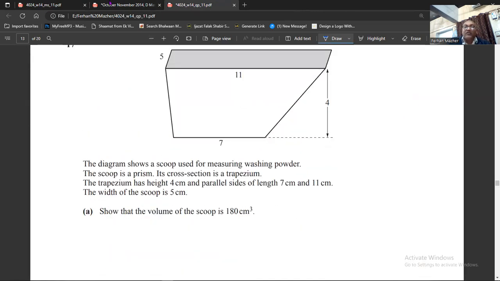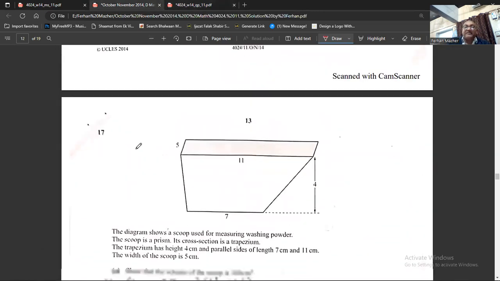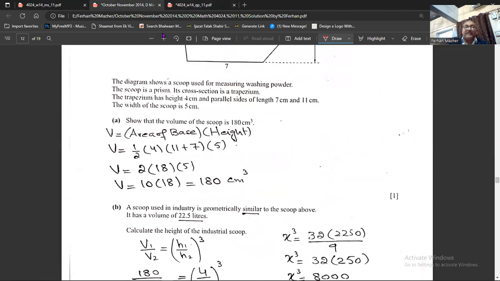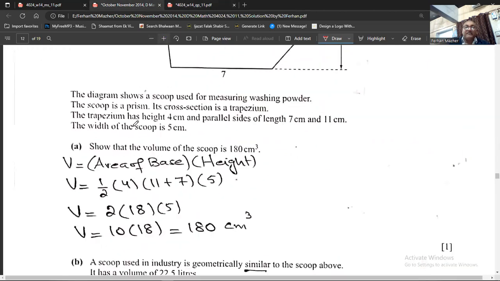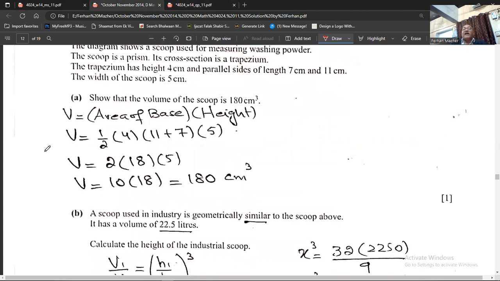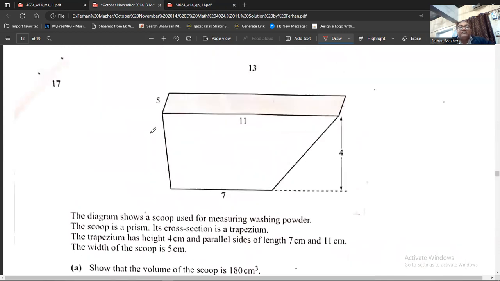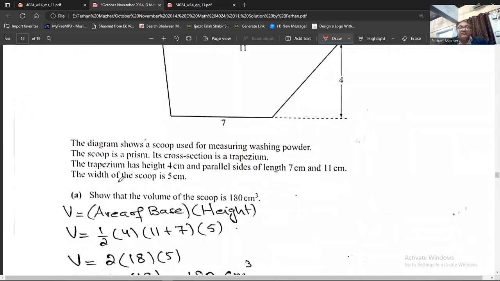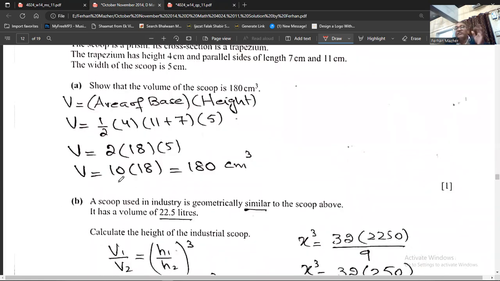So the volume of the prism is the base area times the height of the prism. The formula is very simple. The base area is the face which is facing us. That's a trapezium shape, so that will be 1 by 2 into 4 into the sum of 11 and 7. And the height of this prism is 5. Height means the distance between one base and the other base.